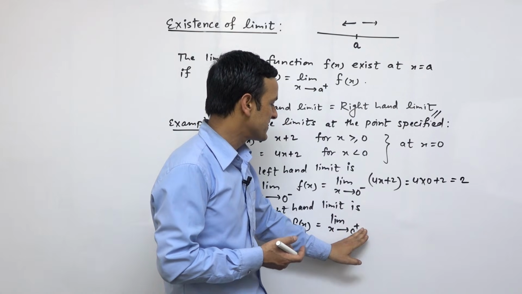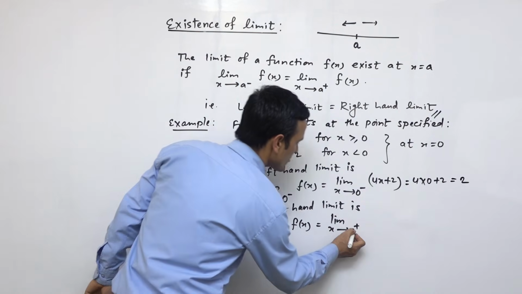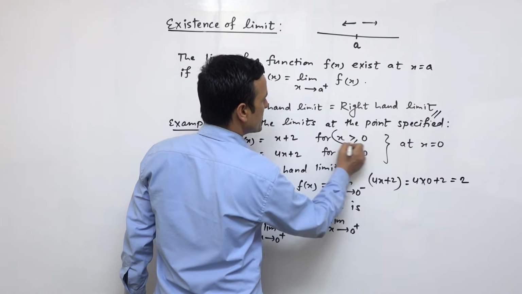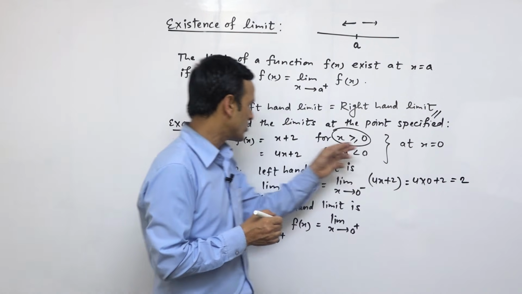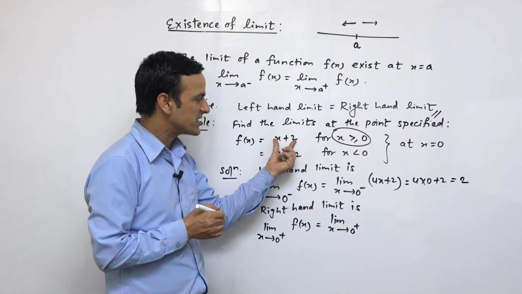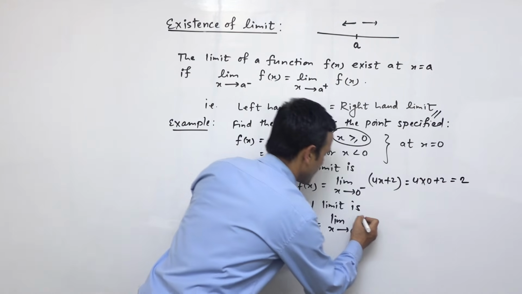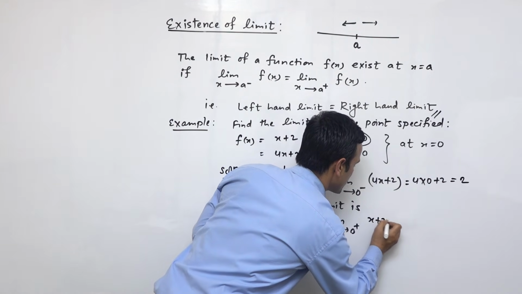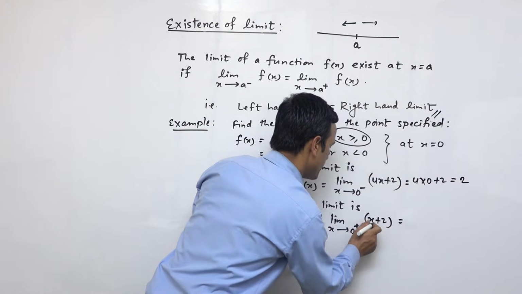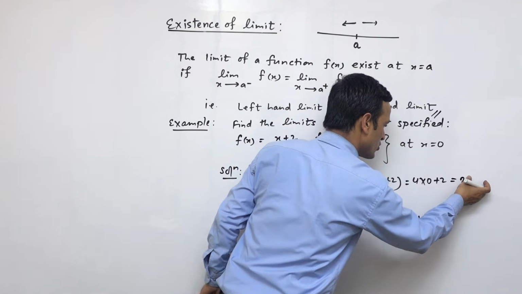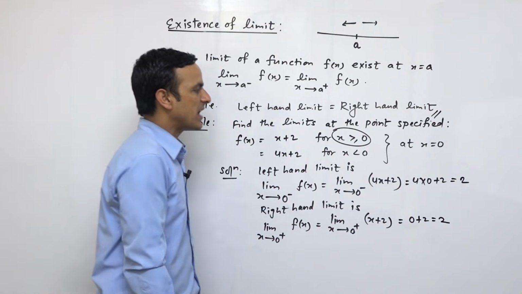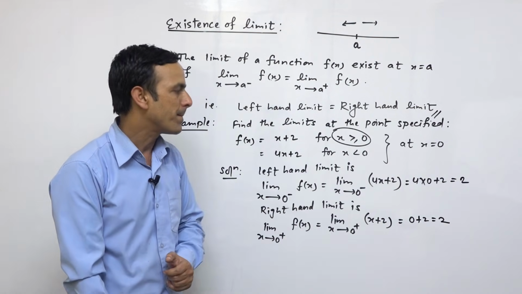So x is greater than 0. So greater than 0 means this is the condition. Here is x greater than 0. So we have to select this function for this. So it is x plus 2, and if x is 0 then it will be 0 plus 2, which is 2. Here is also 2, here is also 2. Both answers or solutions are same.